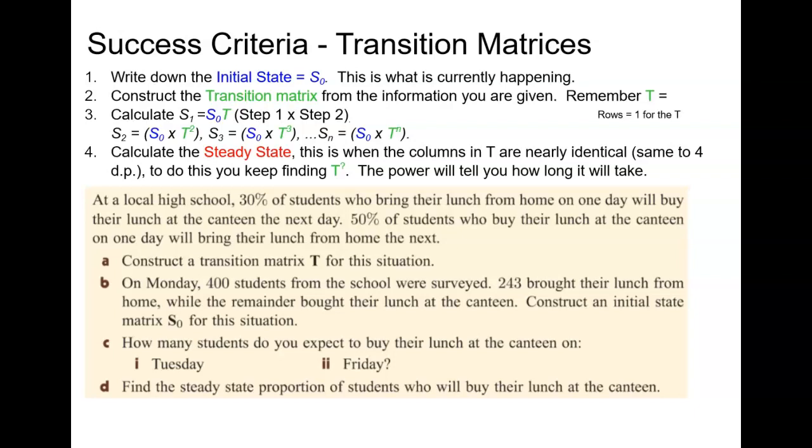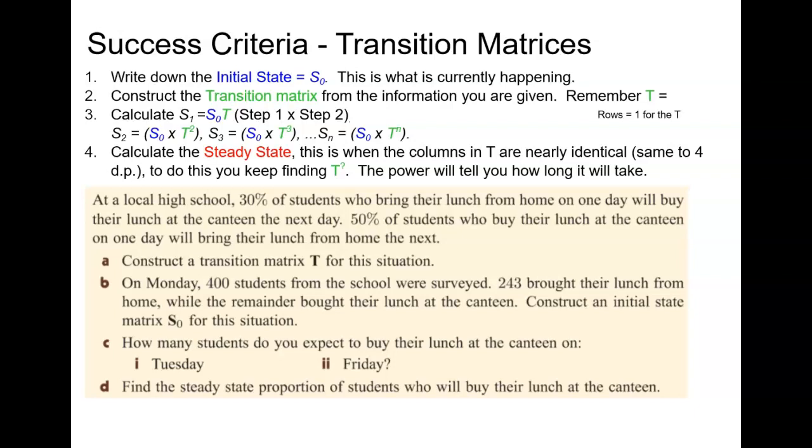Then we're going to construct the transition matrix, which is in green, from the information that we're given in the question. And that's generally talking about probabilities, where the initial state could be talking about the number of people or probabilities. Then we're going to calculate the information that we are requested in the question. What we need to remember is the initial state, which is S0. That's where we are at day 0. Then we're going to use a transition matrix. So if it's just T, that's at the end of day 1.